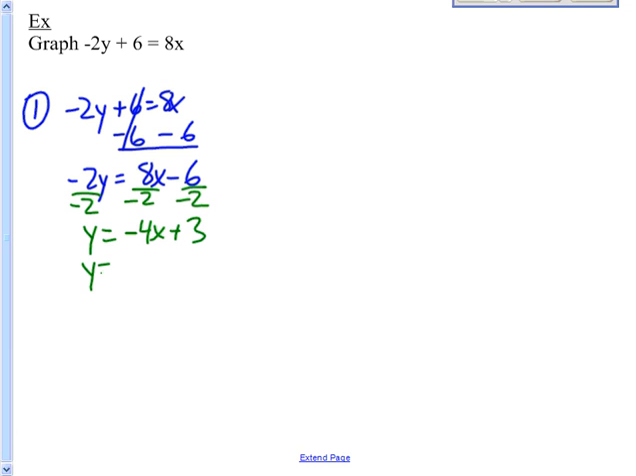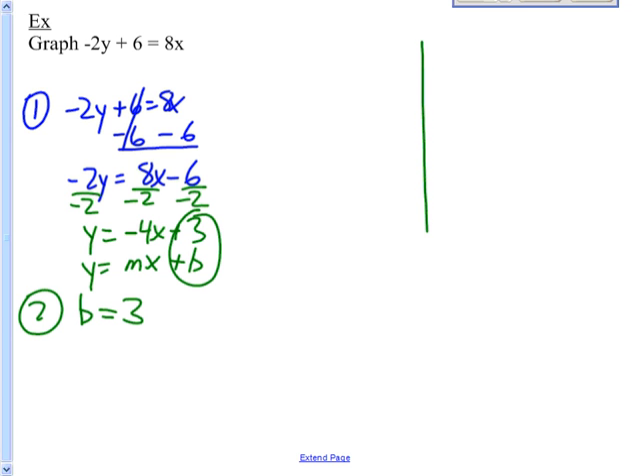I say, oh yeah, this is in slope-intercept form, isn't it? So step 2, what's my y-intercept? Positive 3, right? Put that on the graph. 1, 2, 3. There it is. Crosses the y-axis right there.